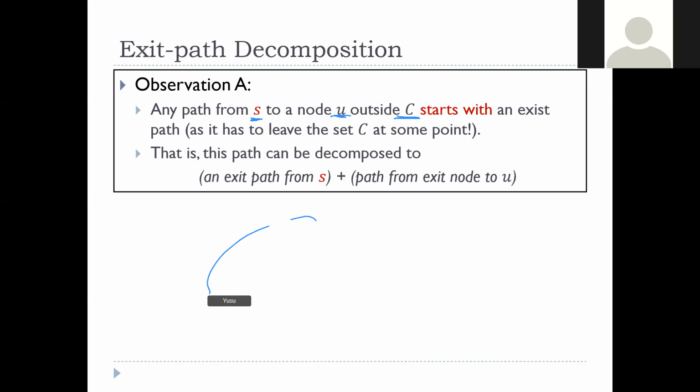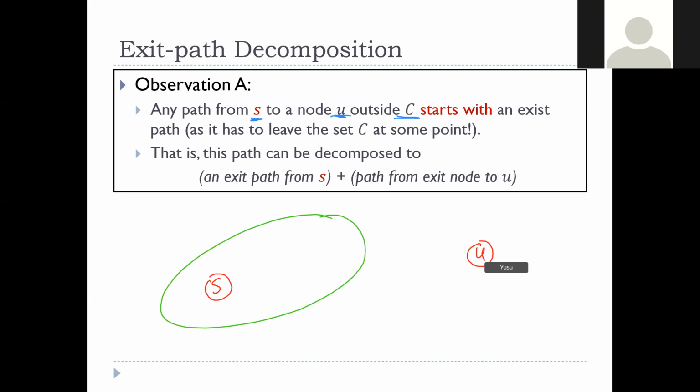Okay, so if this is your set C and you have S here, and you have some node U outside, then any path going from S to U has to leave the set C sometime. The first time you leave set C, that's your exit path.